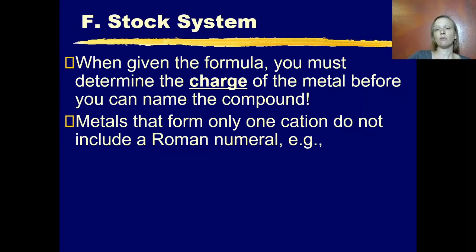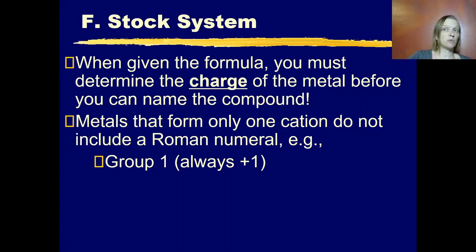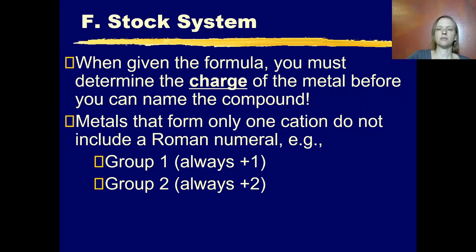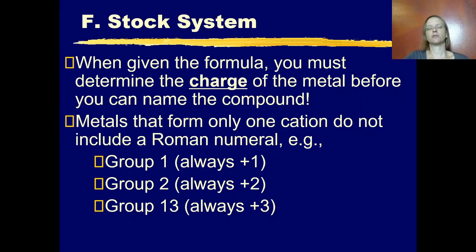This includes all the examples we did previously. So any metal from group 1, those always have a charge of +1. They don't need a Roman numeral. Anything from group 2 always has a charge of +2. They don't need a Roman numeral. Same thing for group 13. Those are basically always +3.